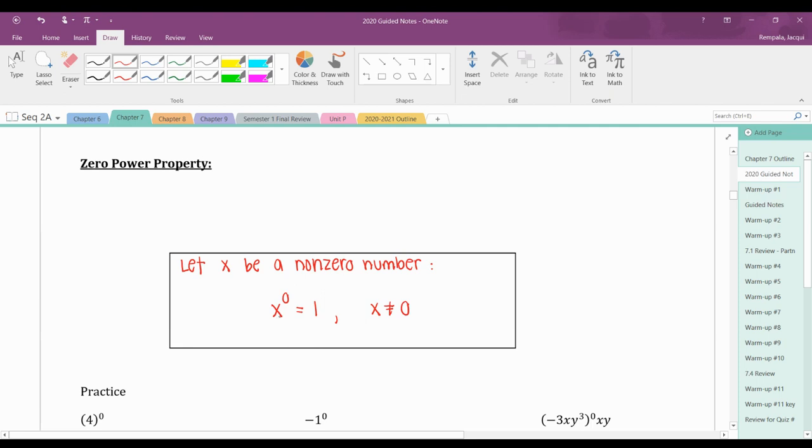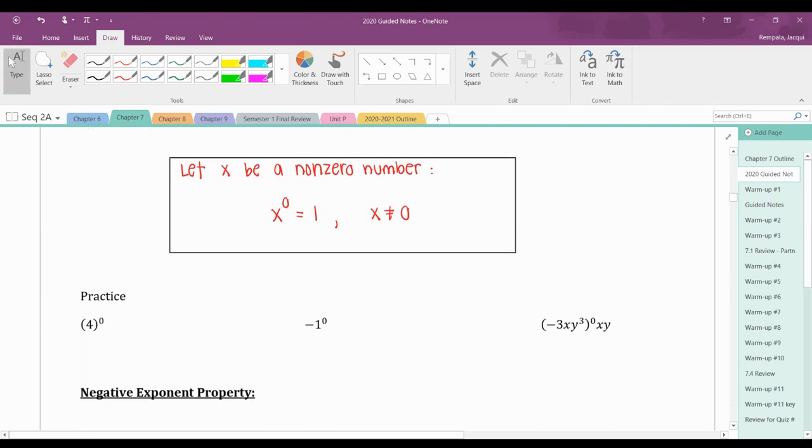Essentially, this is telling us that whatever our base is, if it's raised to an exponent of 0, our answer will always turn into the number 1. So let's take a look at a couple of practice problems. We have 4 raised to the power of 0. Notice that my base is 4. That's representing the x in that definition I just showed you. Because my base is raised to a power of 0, automatically my answer is just 1.